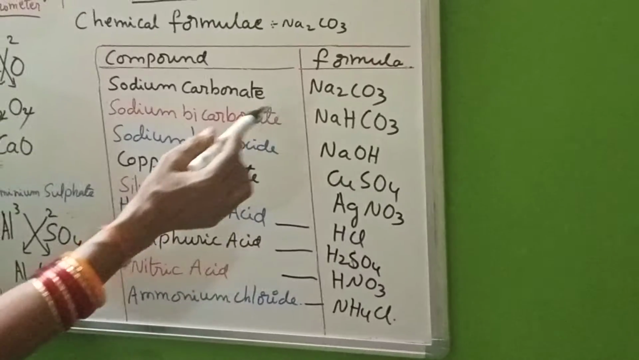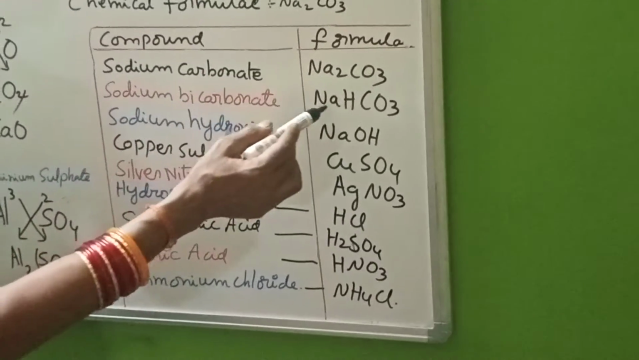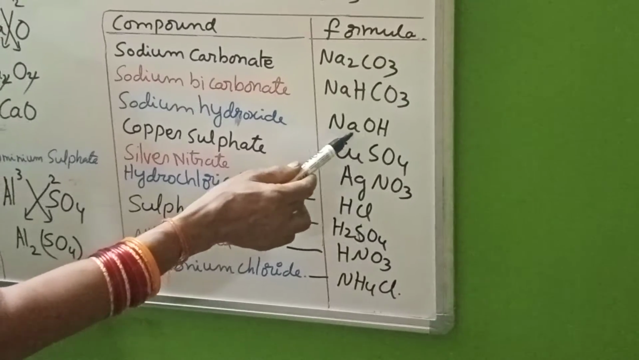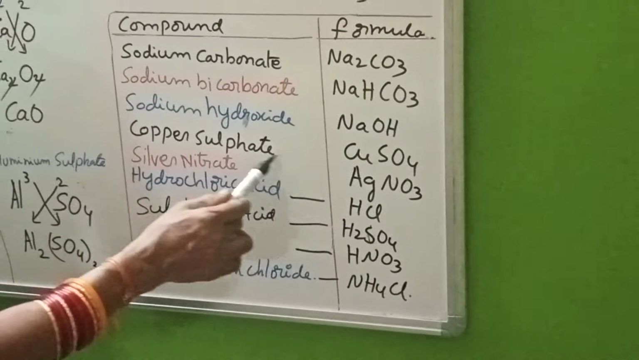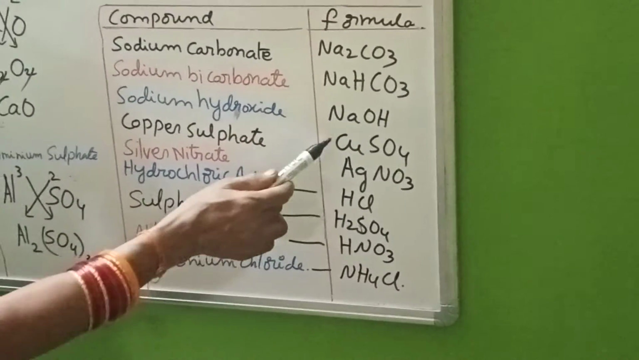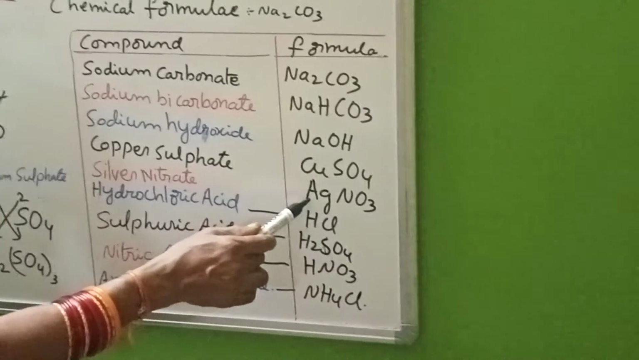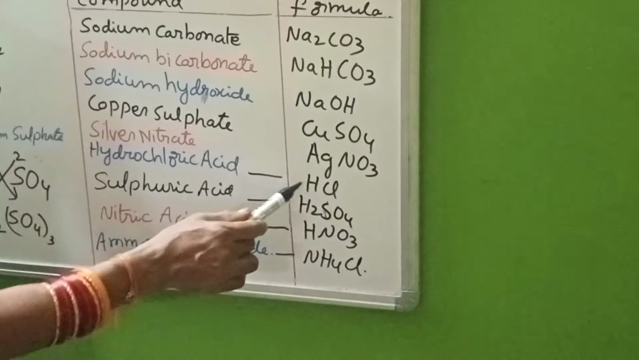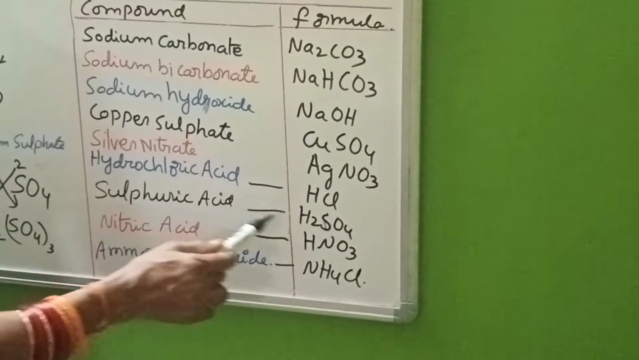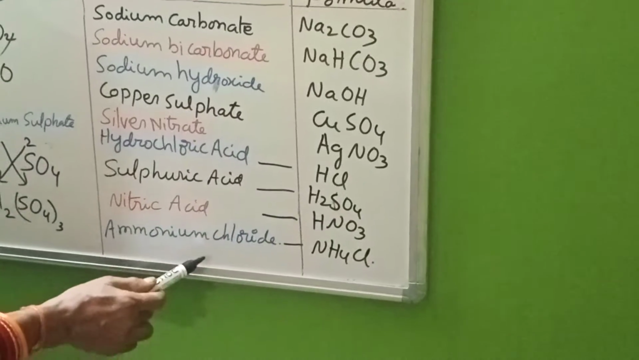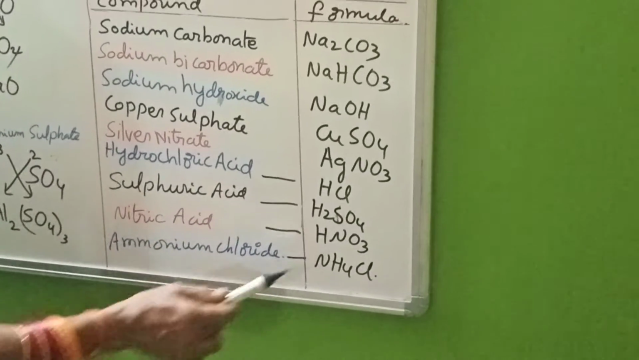Sodium carbonate Na2CO3, sodium bicarbonate NaHCO3, sodium hydroxide which is a strong base NaOH, copper sulfate CuSO4, it is also called blue vitriol. Next, silver nitrate AgNO3, hydrochloric acid HCl and sulfuric acid H2SO4, nitric acid HNO3 and ammonium chloride NH4Cl.